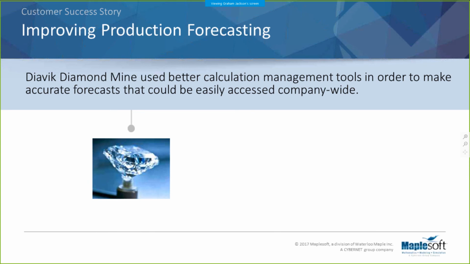Another company we worked with is a diamond mine, up in northern Canada. Diavik Diamond Mine was hoping to use better calculation management tools in order to make better forecasts that could be accessed company-wide. A really important thing for Diavik is to understand, given the inputs into their process, given the amount of bulk matter input and a variety of process parameters and variables, they're trying to get an increasingly accurate sense of what their throughput is going to be.